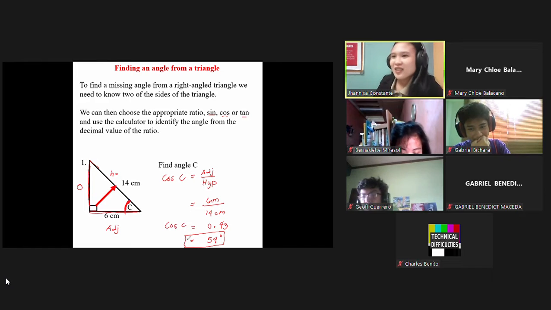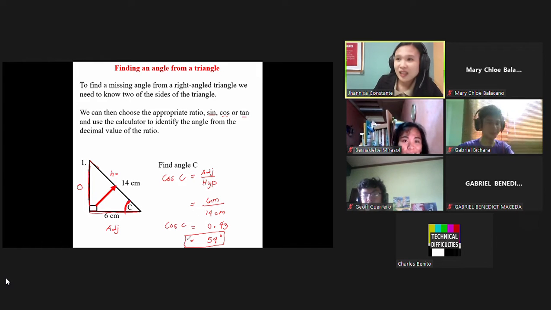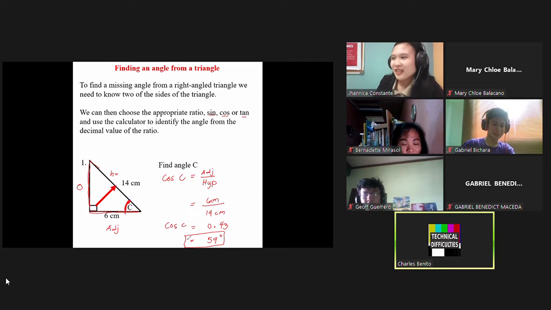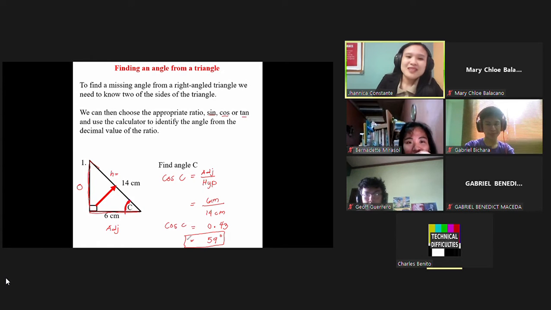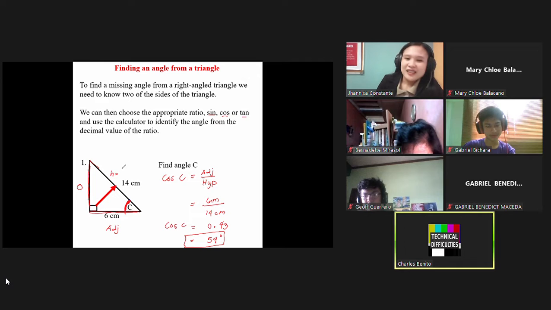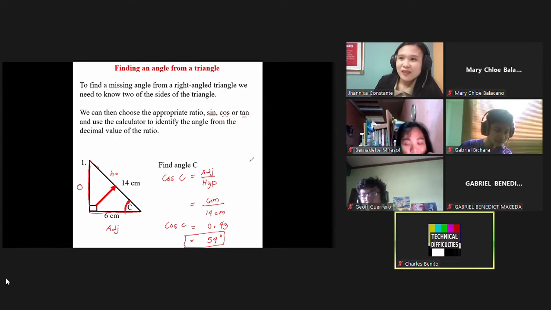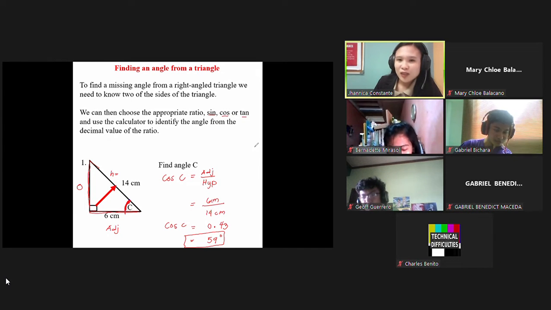Sige nga, can you try to input in your scientific calculator? Wait, what button was that again, teacher? COS, cosine. You're going to input in your calculator COS 0.43. Then press equal sign.